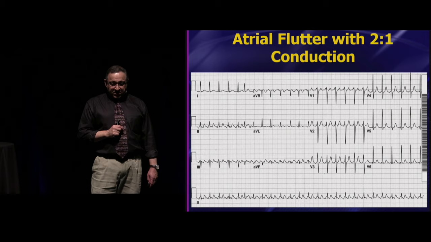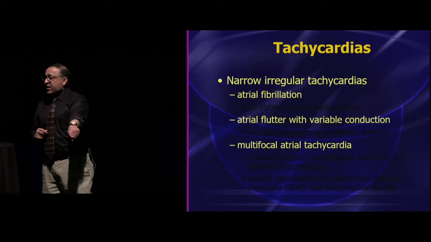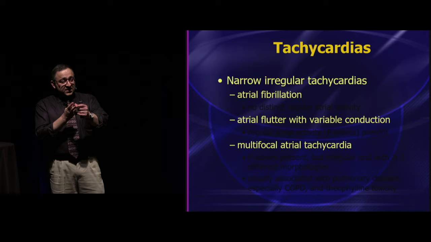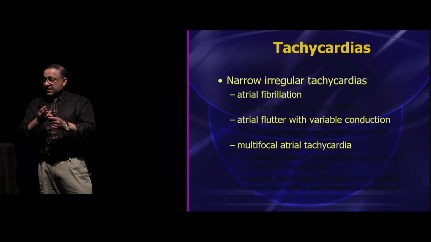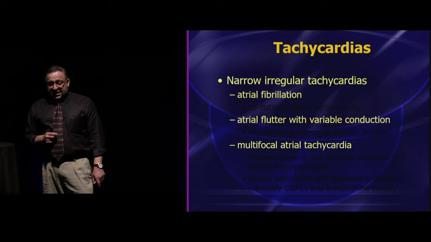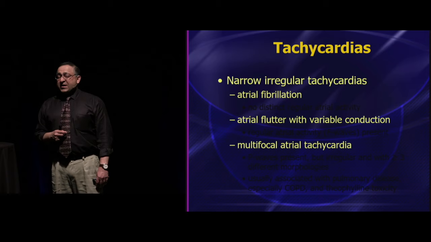So, all right, before we move on to this, let's recap. Narrow, regular tachycardia, three possibilities. Remember what they are? Sinus tach, SVT, and flutter with 2-to-1 conduction, all right? Narrow, irregular tachycardia, once again, only three possibilities. You've got AFib, you've got flutter with variable conduction, and then you've got multifocal atrial tachycardia. How do you tell the difference between these three? You ask the third question, what's the atrium doing?